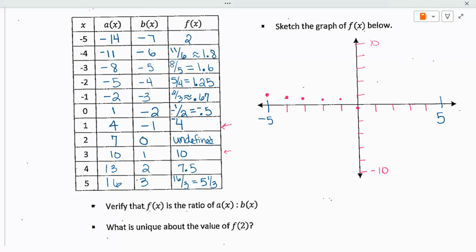Okay, well, what about when x is 1? My output is negative 4. What about when x is 2? It's undefined.